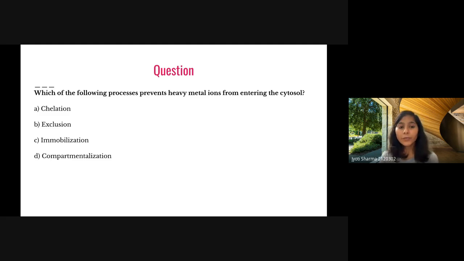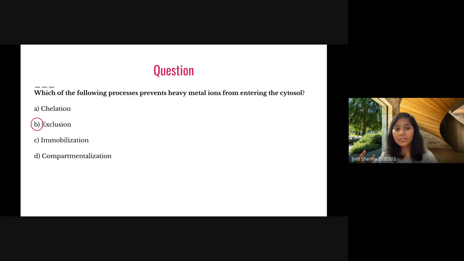Which of the following processes prevents heavy metal ions from entering the cytosol? The cytosol is inside the cell, in the plant cell, and there is one process by which a plant can prevent the metal ion from going inside the cytosol. This process is known as exclusion.